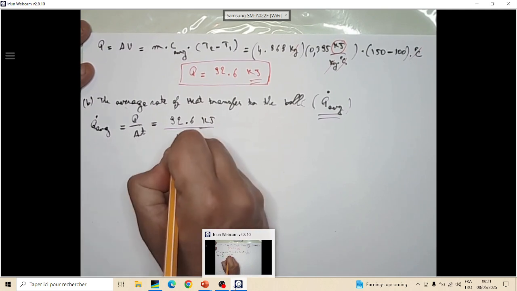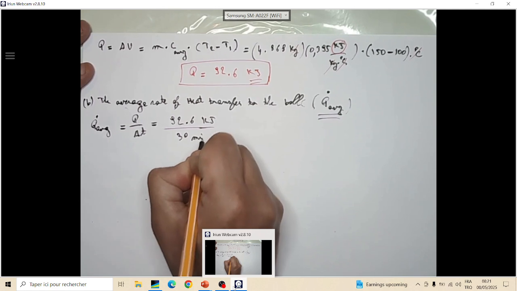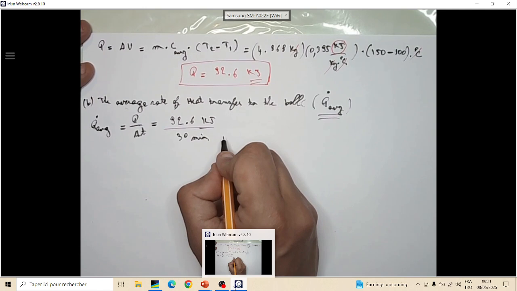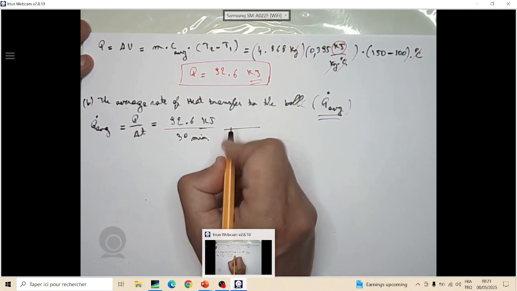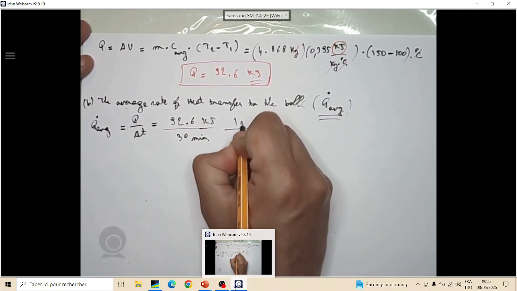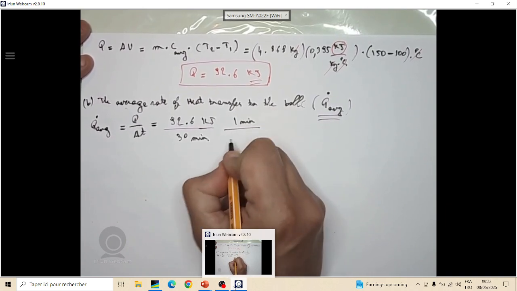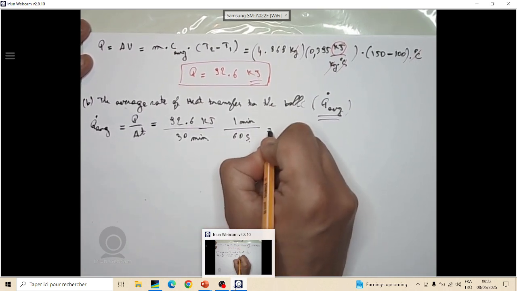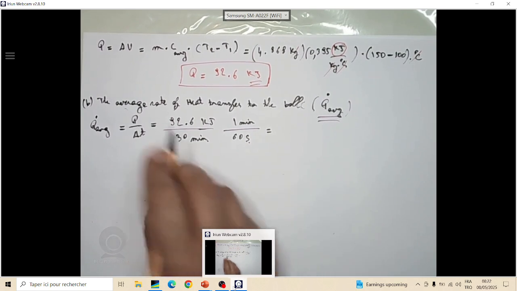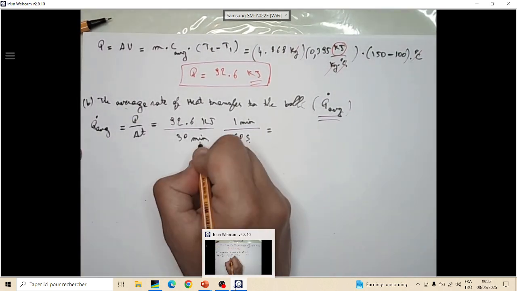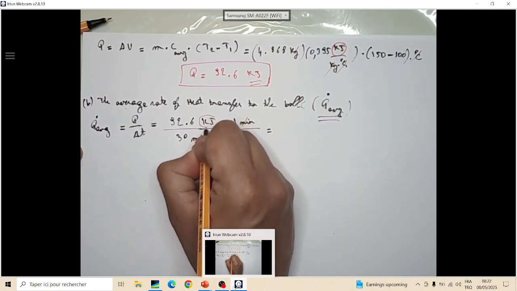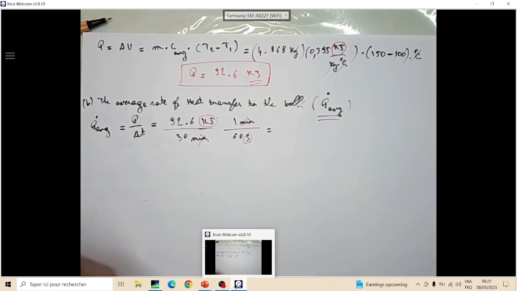The time is 30 minutes, and I have to do unit conversion here. I will use the unit conversion fraction: 1 minute is equal to 60 seconds. For the units, the minutes will be cancelled, and at the end I will have kilojoule over second. So this is the unit that I will have.